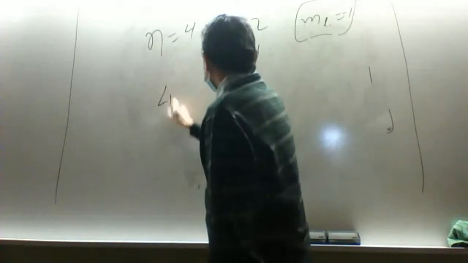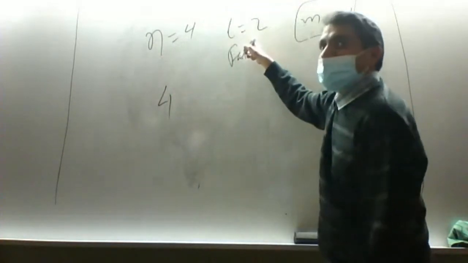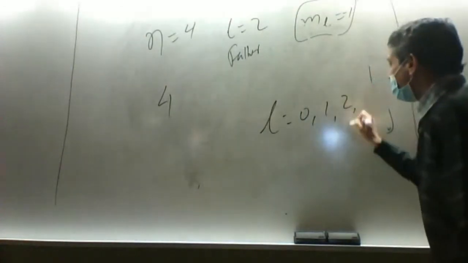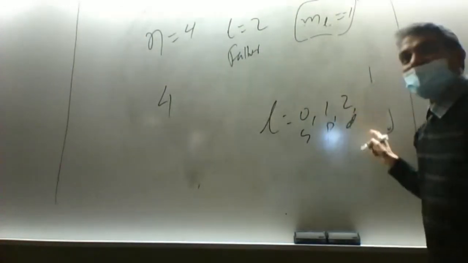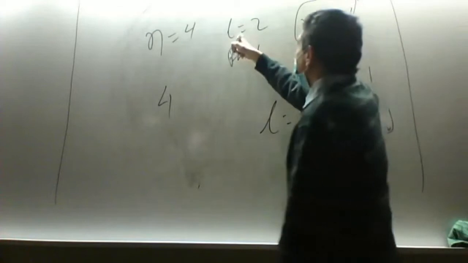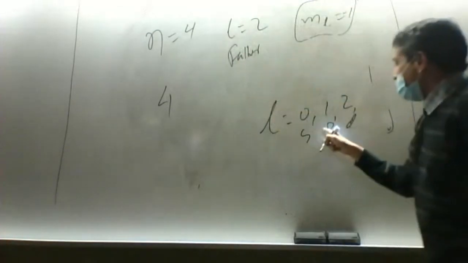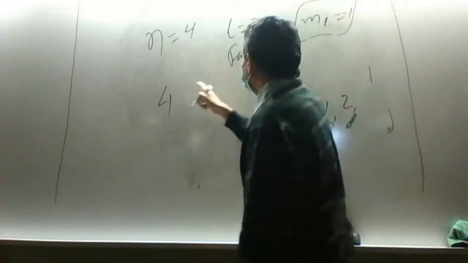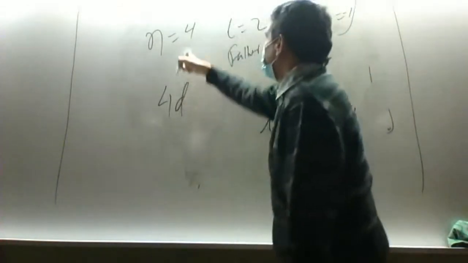So this is 4. And what is the number of this? l is equal to 2, what is the name of this one? If you have l equal to 0, 1, 2, you are going to give s, p, d, right? But what he gave is l equals to 2, right? So what is the name of l equals to 2? It is d, right? So n is 4 and l equals to 2 is d. So we are talking about the 4d.